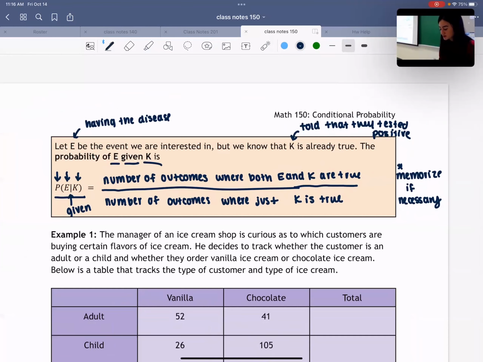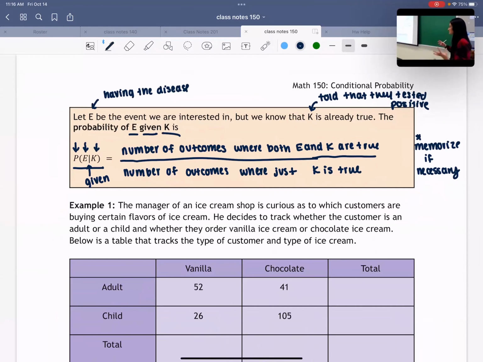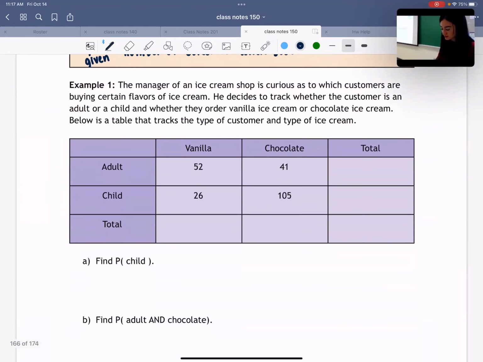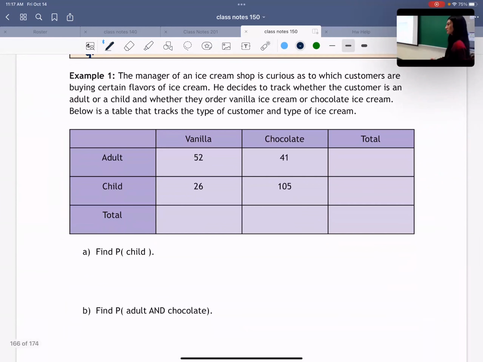Okay. The second thing I want to say about these problems is it takes a lot of work to be able to conceptualize the question. And to me, it's easiest to solve these types of questions if we have some sort of organizational system. In this case, I like to make these things called two-way tables. Let's just see what that is with an example.